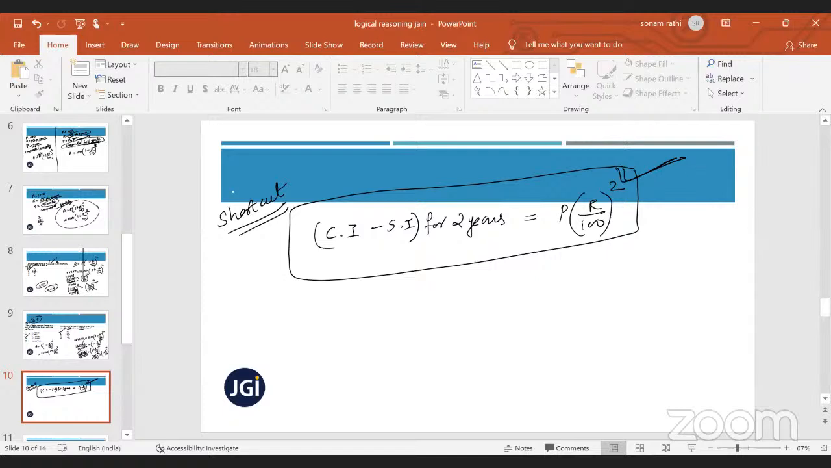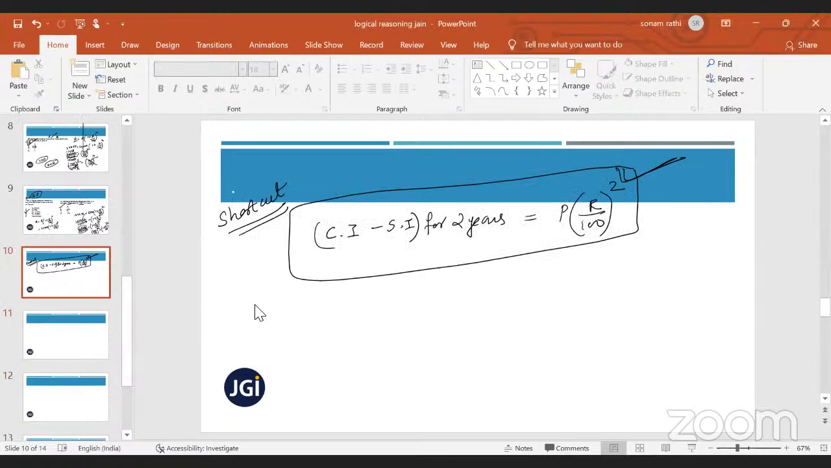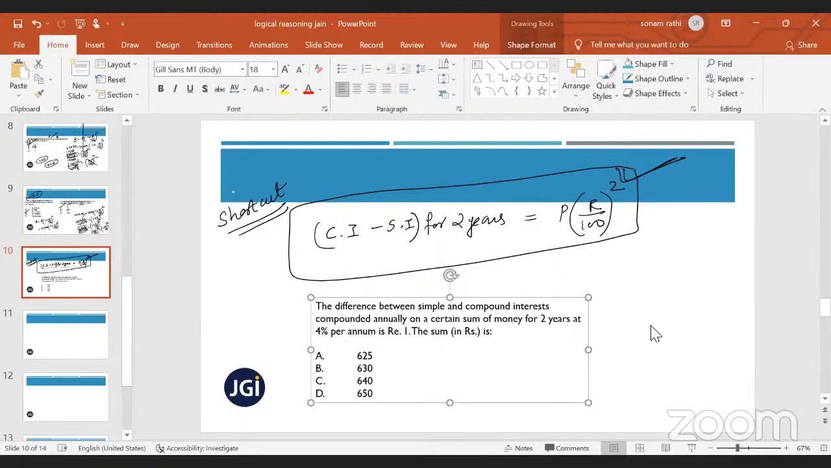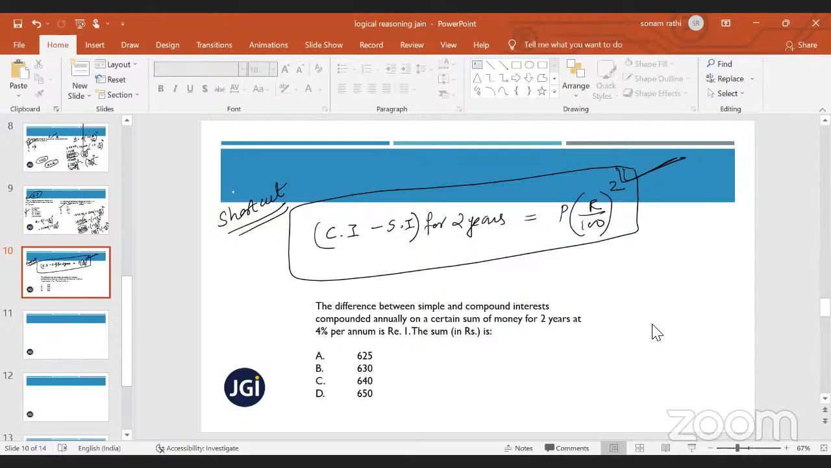Done, everyone noting? Difference between compound interest and simple interest for 2 years is equal to P bracket R by 100 to the power 2. Okay, now let's do a question on this so that you get to know how to use this formula. This is the question. Use this shortcut, you will get the answer.